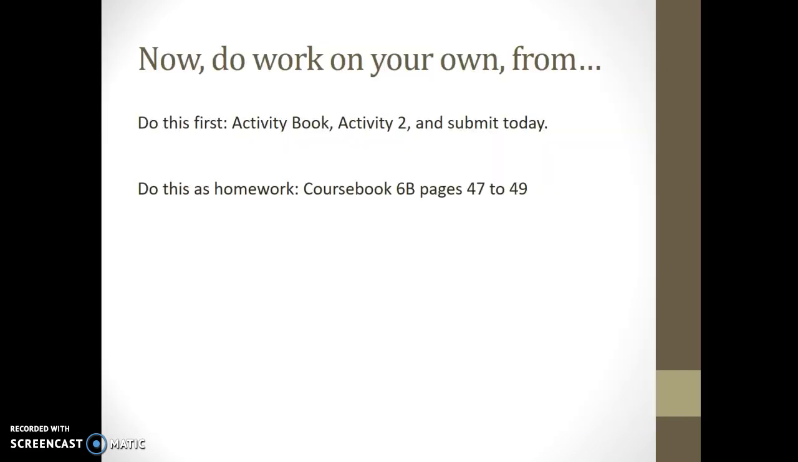Now it's your turn. Do this first. Activity book, activity 2. Finish that and submit it to your teacher today. And this one, course book 6B, pages 47 to 49 will be homework. Finally, there are pieces of homework that were given to you before that you have not handed in to me yet. The work I gave you on Monday, the one on recall, and activity 1, please hand it in together with activity 2 today. Staple them together. And the problem sum homework that I gave you last week during the June holidays, there are 2 pages. Please also hand it in today.